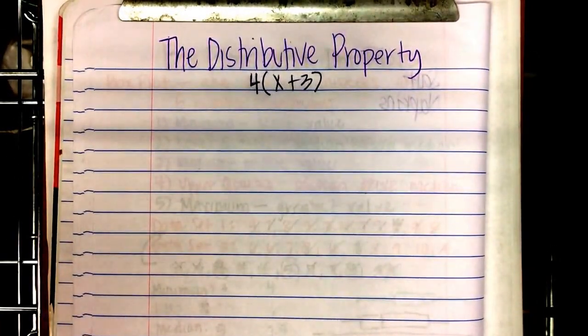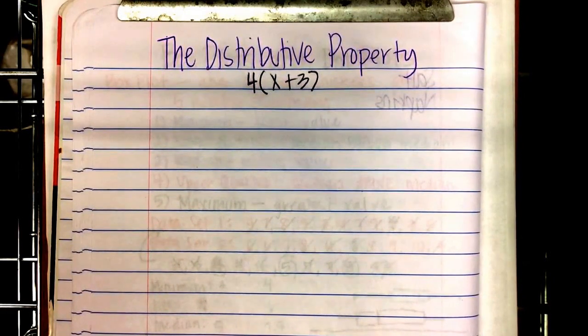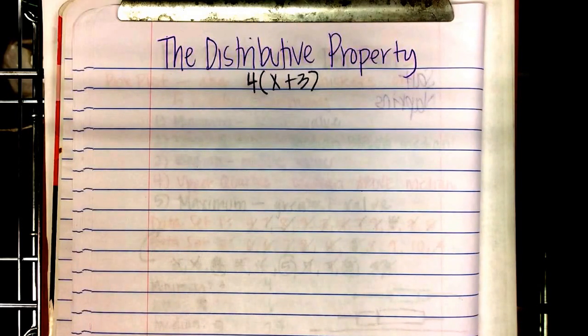The distributive property is used when you have a problem that looks like this. So I have 4 times the quantity x plus 3. And in this problem, if I was going to use order of operations, I would do parentheses first, right? Please excuse my dear Aunt Sally.